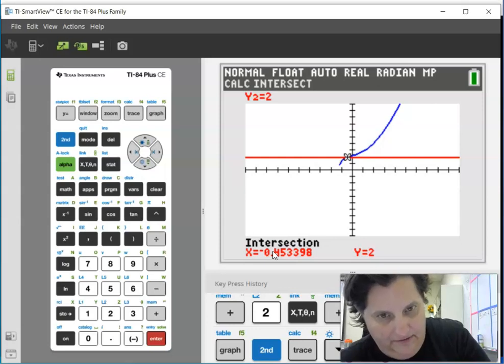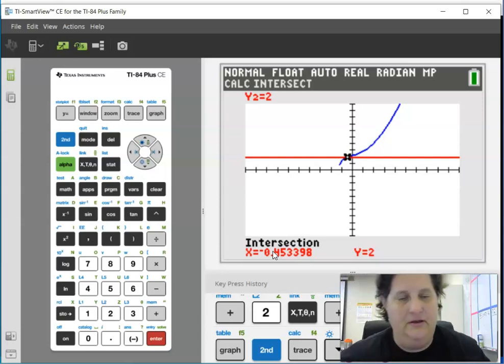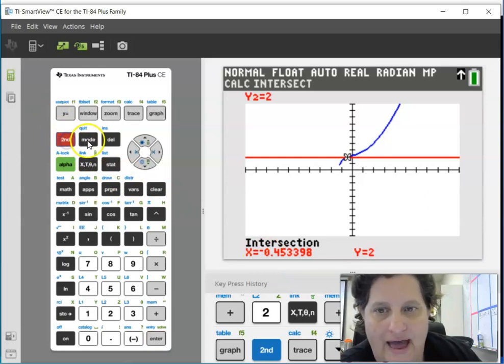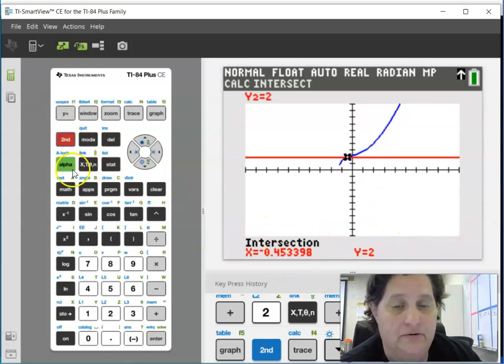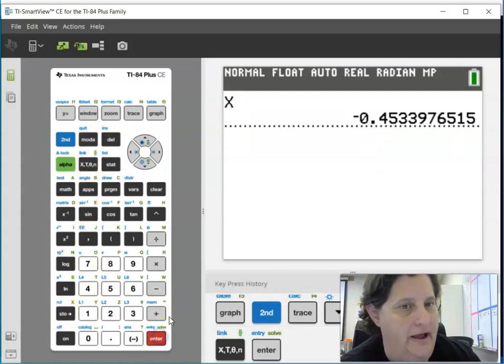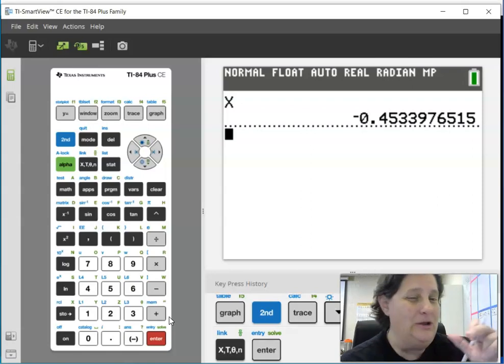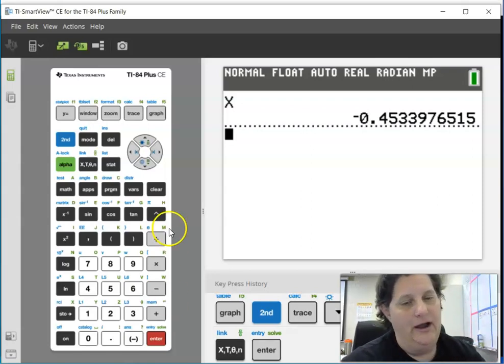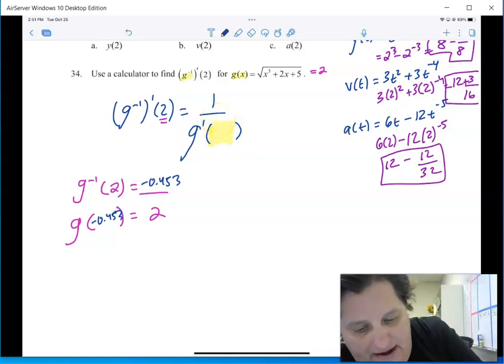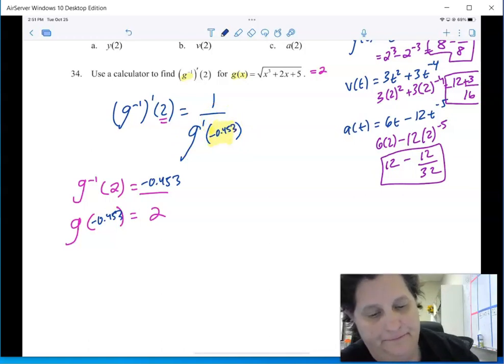So it's negative, so let's go ahead and write this down for my point. Negative 0.453. Okay, now, let me show you guys something cool real quick. Once I do that intersection, if I don't do anything else on my calculator, that automatically stores that number in x until I go do something else. So I might use x instead because then it'll be more accurate, you know? Anyway, so that was this little point that worked, right? So g prime of 2 is 1 over, and then it's the derivative of g at negative 0.453.